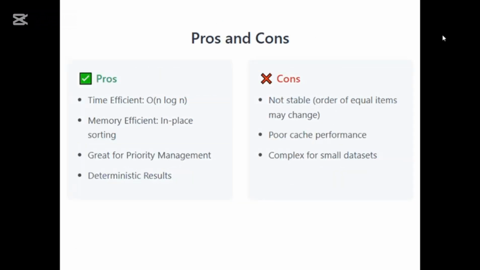So now let's talk about the pros and cons of using heap sort in our scheduler. Pros include it's time efficient with a time complexity of O(n log n). It uses no extra memory, which is great for performance. It naturally aligns with priority based sorting. However, the cons are it's not a stable sort, so tasks with equal priority may be reordered. It has poor cache performance due to scattered memory access. It's more complex to implement than simpler sorting algorithms.